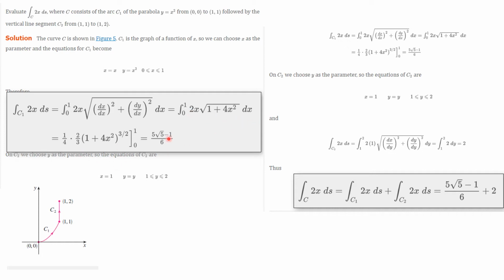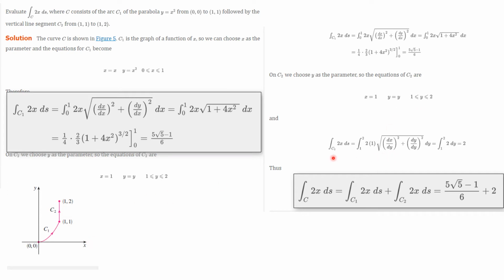I can do a u-substitution to evaluate this integral, and it is not difficult. You should make sure you get this, but the exact answer is, and this is the kind of question that I might ask you on a test someday, (5√5 − 1)/6. Now that's not the final answer, but that's the answer for this part of it. Now we need to evaluate over C2. On C2, we'll choose x to be 1 because x is always 1 there, and y is just going to be y, but y will run from 1 to 2.